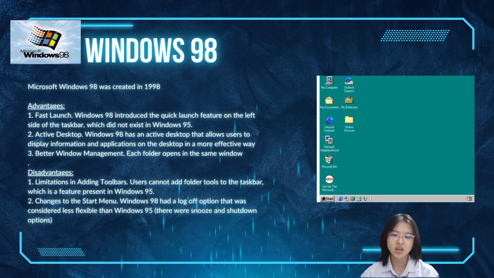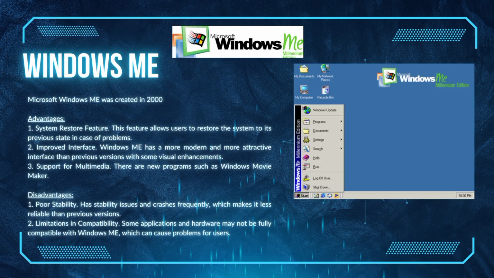The disadvantages: 1. Limitation in adding toolbars. Users cannot add folder toolbars to the taskbar, which is a feature present in Windows 95. 2. Change to the Start menu. Windows 98 has a log off option that was considered less flexible than Windows 95. In Windows 95, there was a suspend and shutdown option.